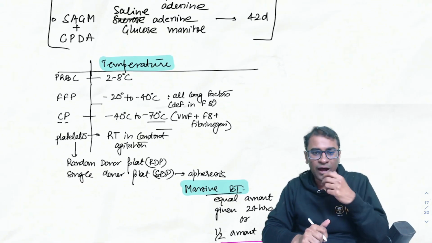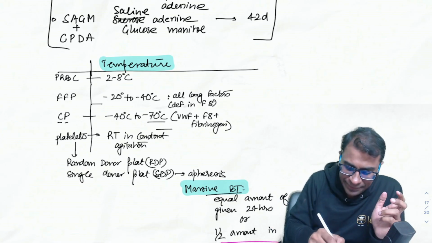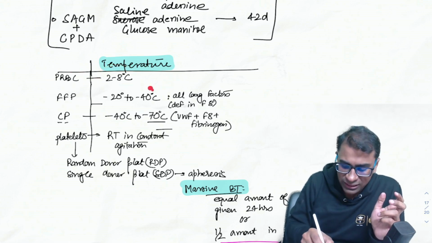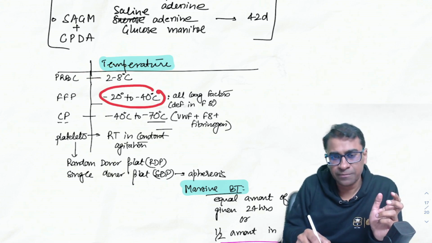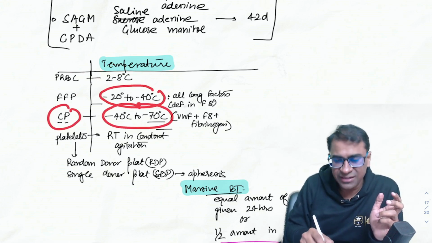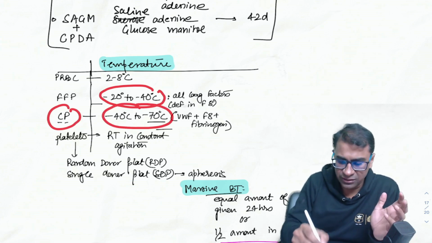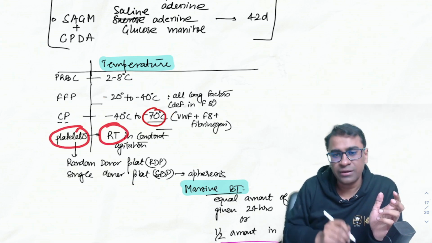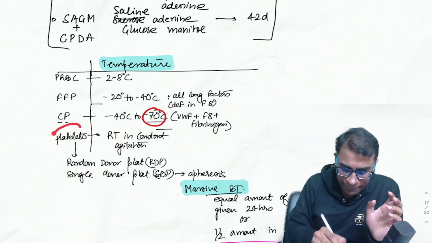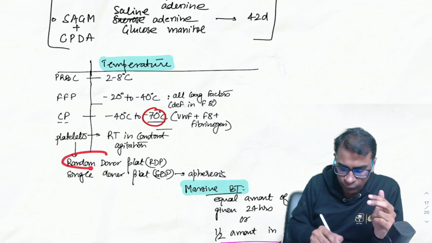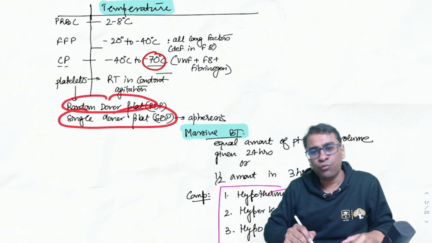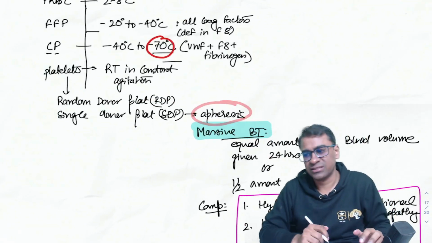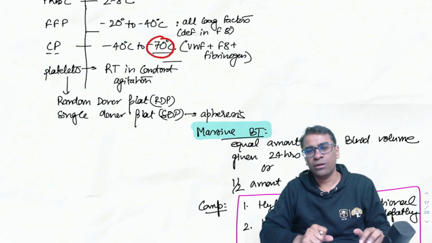Now, how do you store the blood products? PRBC is stored at 2 to 8 degrees Celsius, fresh frozen plasma at -20 to -40 degrees Celsius. Cryo is stored at -80 degrees Celsius, which is a better temperature. Platelets are stored at room temperature in constant agitation. Platelets are of two types: random donor and single donor. How do you prepare single donor? We prepare single donor by apheresis.